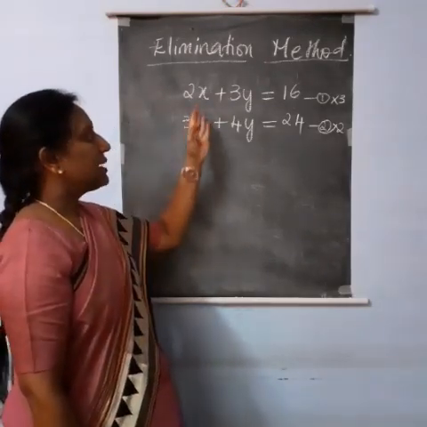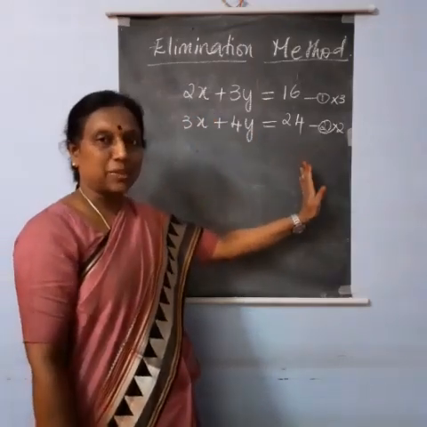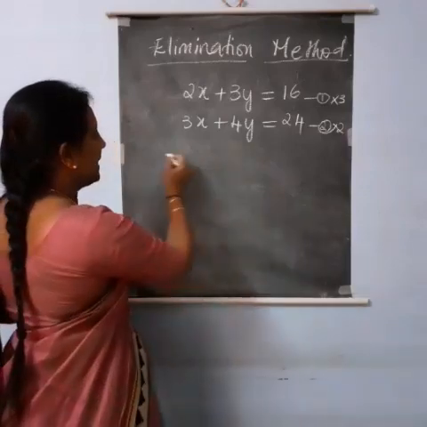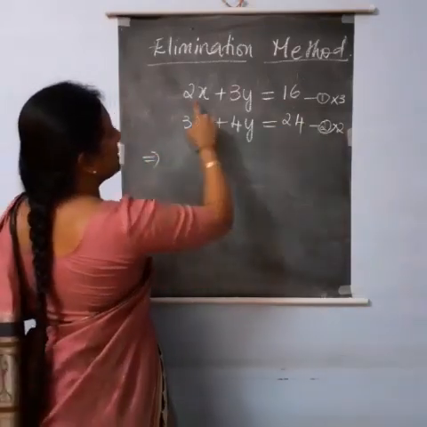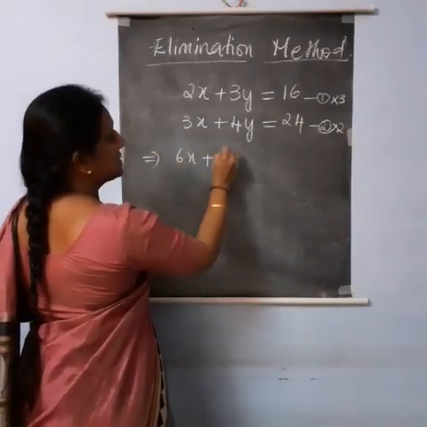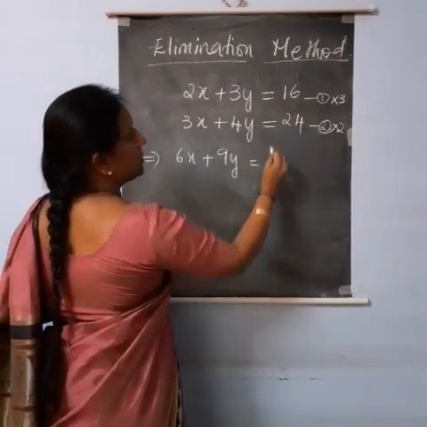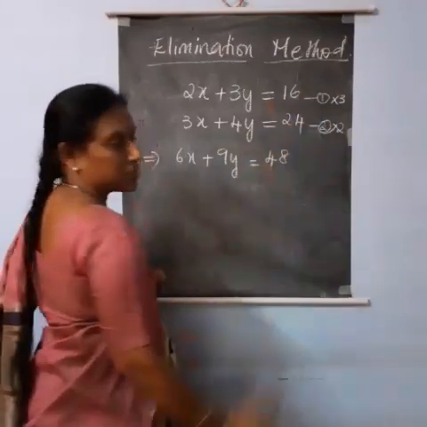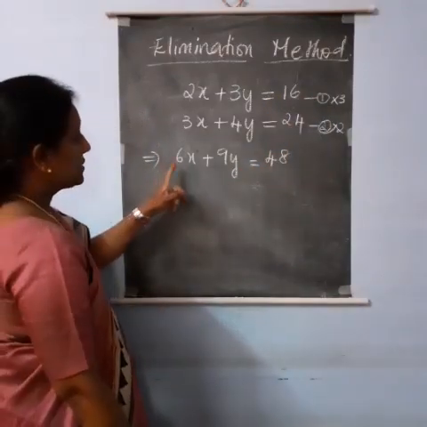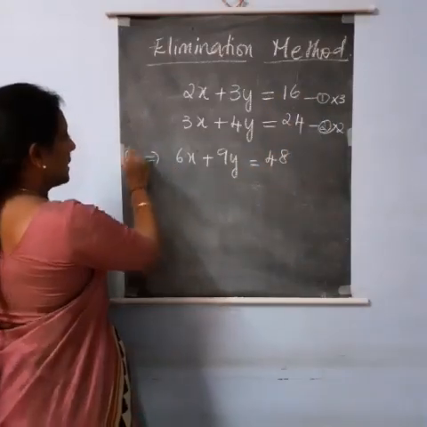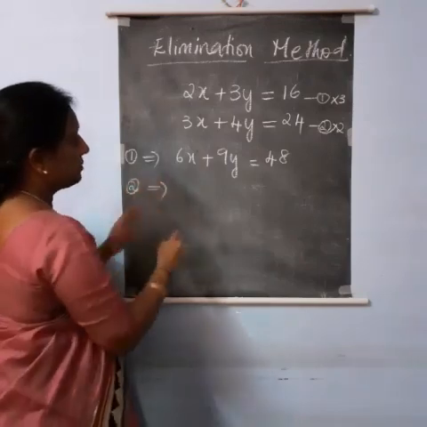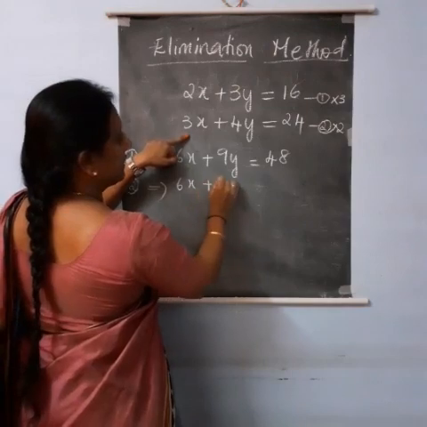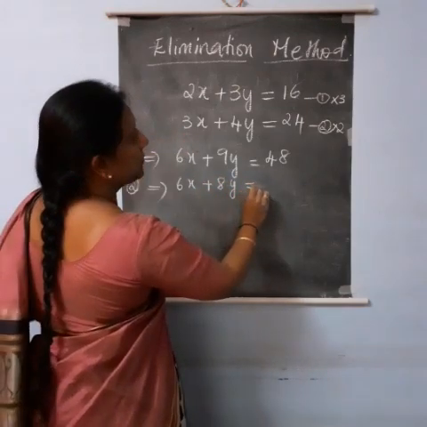So when I multiply for x, I have to multiply for the whole equation, right? Otherwise the value will change. So let us multiply. So what will you get? 3 2s are 6x plus 9y equal to 48. Correct? Always multiply the constant also. Now this is what the first equation has become. And what is the second equation going to become? 2 3s are 6x plus 8y equal to 48.